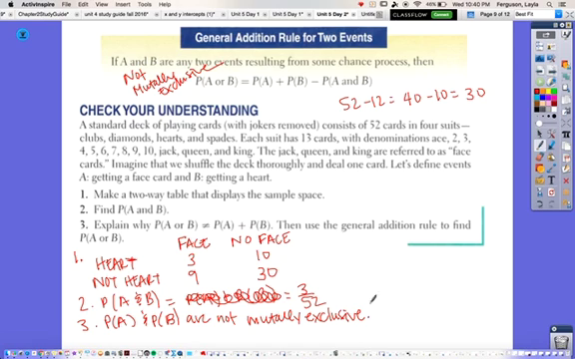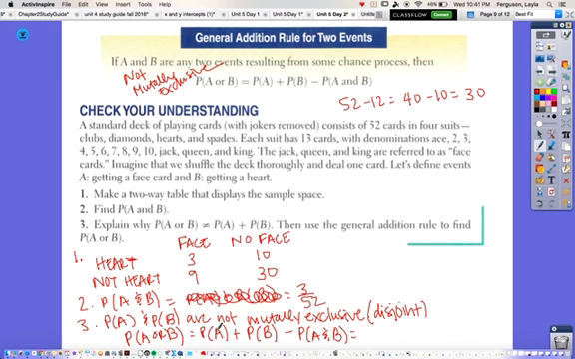Another way that you might hear that is you might hear it called disjoint. The way that you would find the probability of A or B is by saying the probability of A plus the probability of B, and subtract out when you have A and B at the same time.